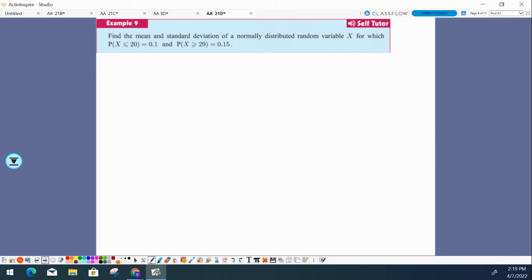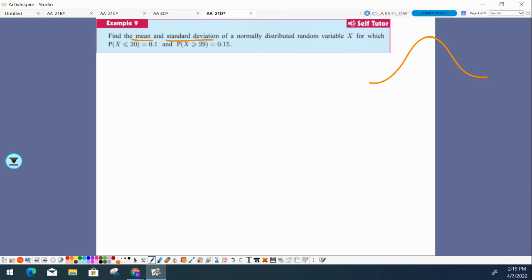All right, last problem. And this one's kind of a doozy. I used every single space available. So the first thing I did is I drew a little picture just kind of up here. I did my normal distribution. It says find both the mean and standard deviation. That's what makes this one tricky.